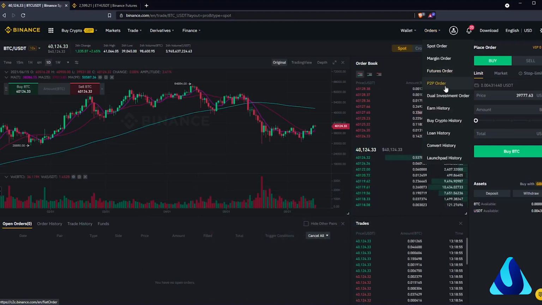Okay, so today we're going to be discussing the differences between spot and futures trading and essentially give you a rundown of what each particular option does and why you would use one over the other. So let's get into it.